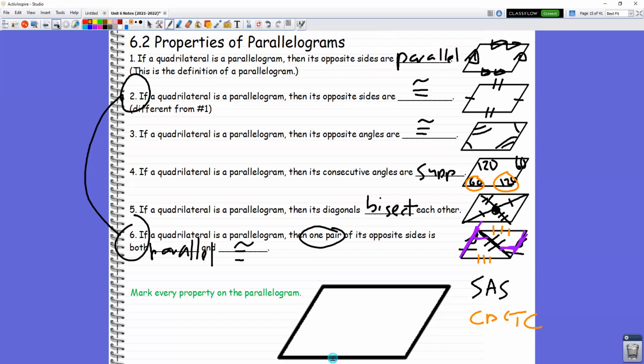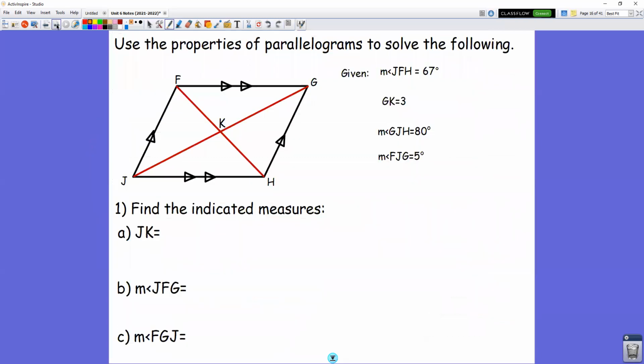All right, so there are all of your properties there. And so what we're going to do is use these properties on each of the questions in our examples here. All right, so if we do question 1A, here's your process. What you're going to do is, first of all, write down what's given to you.